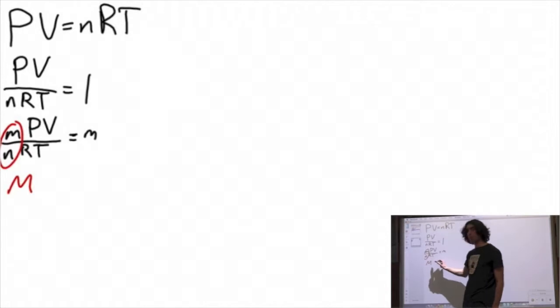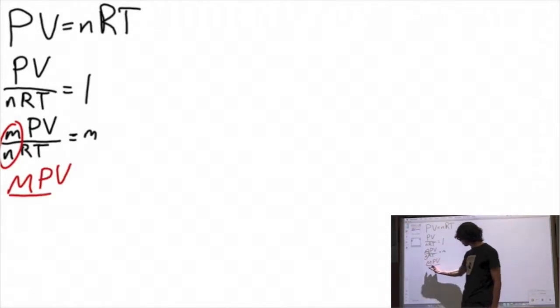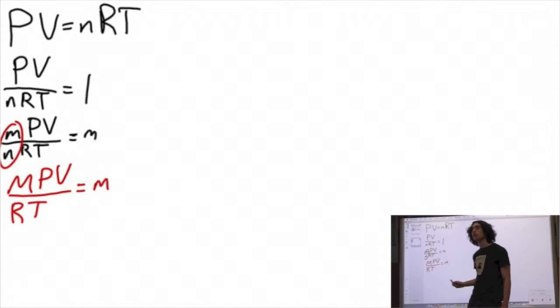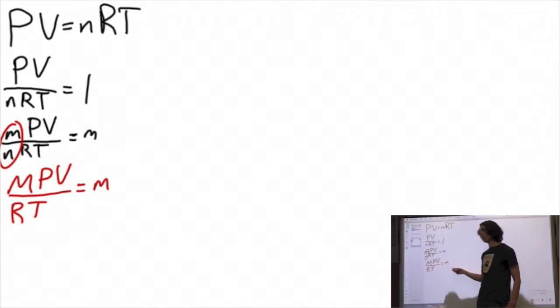So I can have cap M, the molar mass, times the pressure, times the volume, divided by the universal gas constant times the absolute temperature is equal to the mass. So this is still just the universal gas law. All I've done is rearrange and multiply it by mass on both sides.